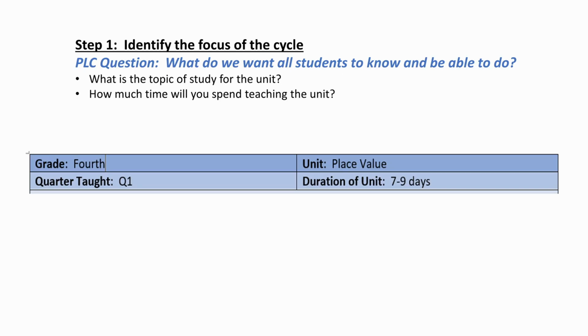So first you're going to identify the focus of the cycle. That was step 1. This is where we answer the question, what do we want all students to know and be able to do? Basically, what is the topic of study for this unit and how much time will I spend? So that little top portion of the unit plan template gets filled in. This is grade 4. It's a unit plan on place value. I'll be teaching it in quarter 1. I'm going to spend 7 to 9 days doing that.